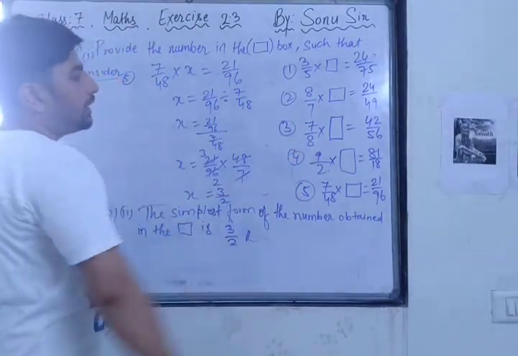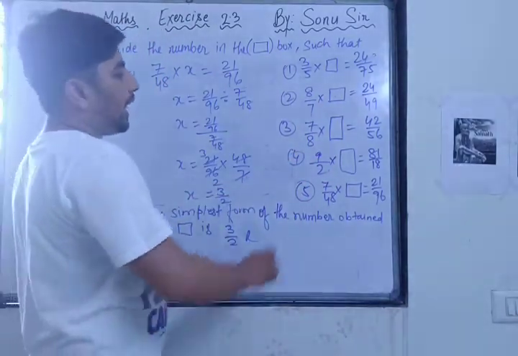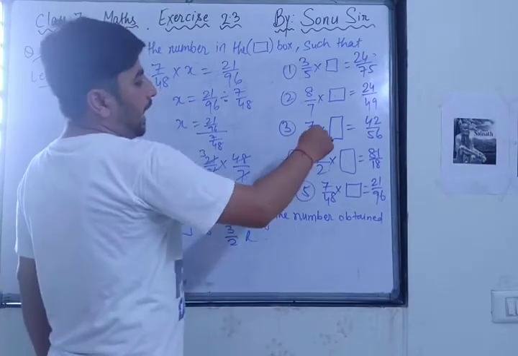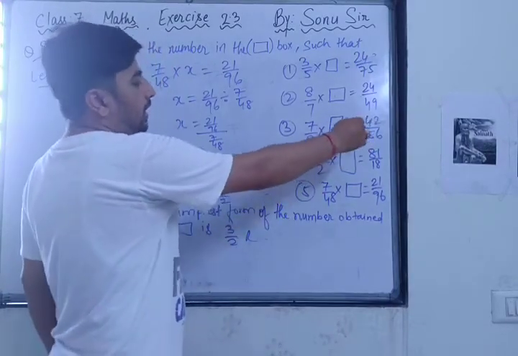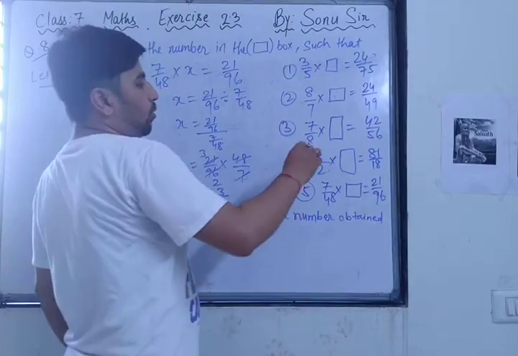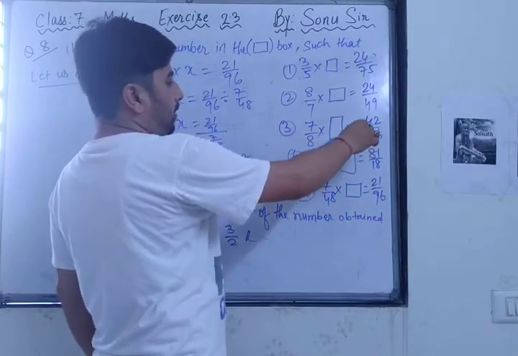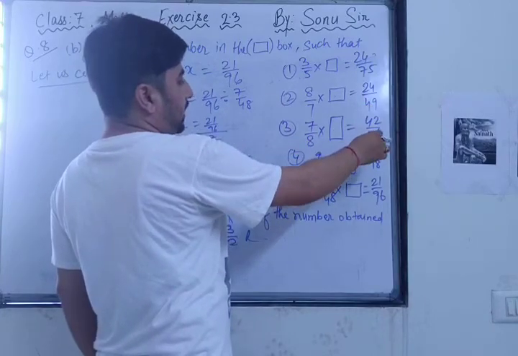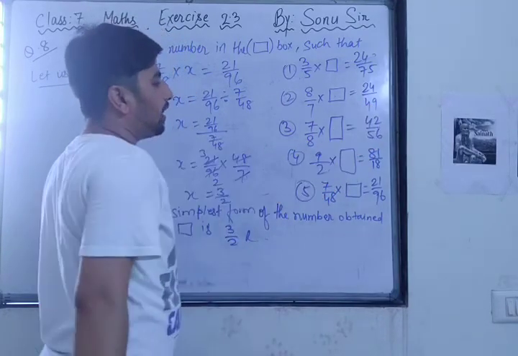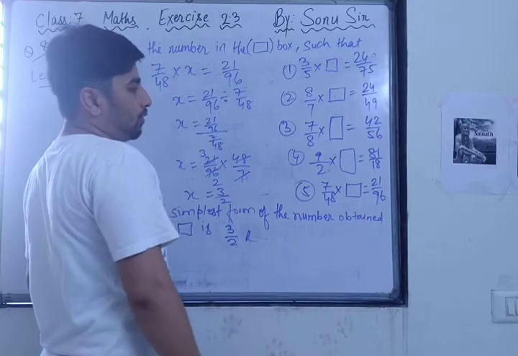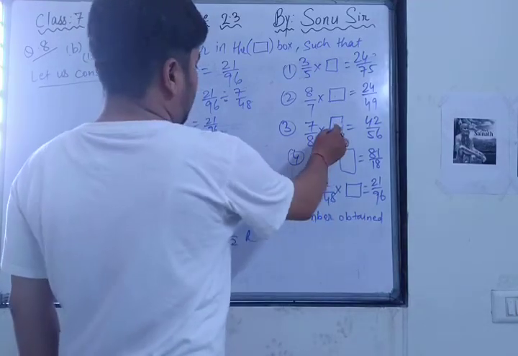What about this? 7 by 8 into x is equal to 42 by 56. X is equal to 42 by 56 divided by 7 by 8. So x is equal to 42 by 56 into 8 will go up, 7 will come down. So 8 7s are 56 and 7 6s are 42. 6 upon 6, 1 will be the answer.